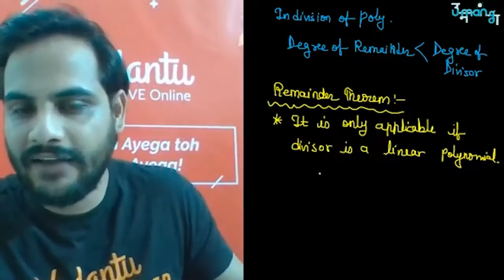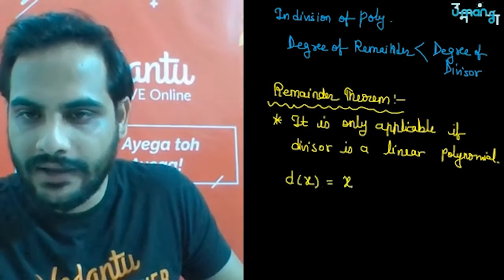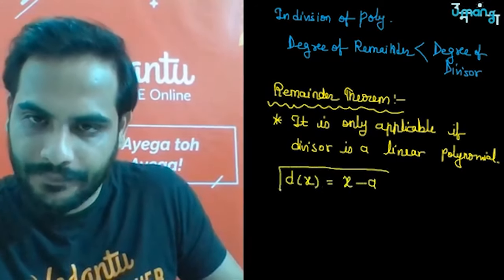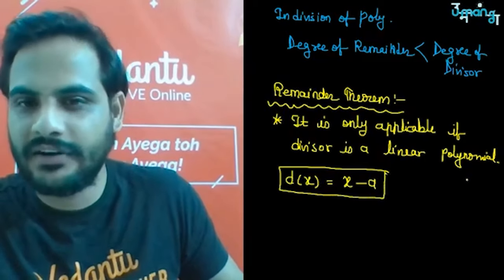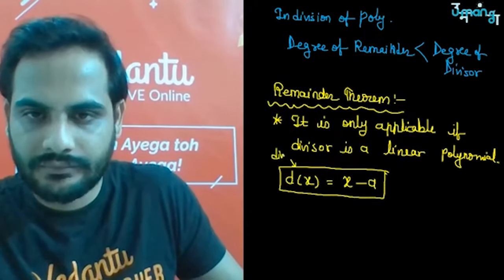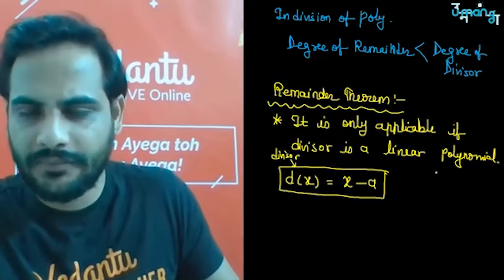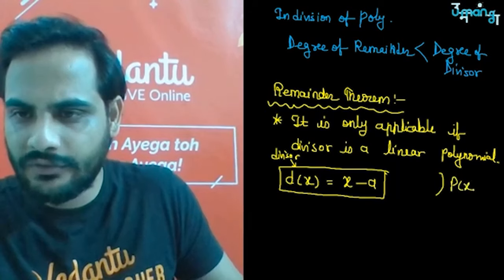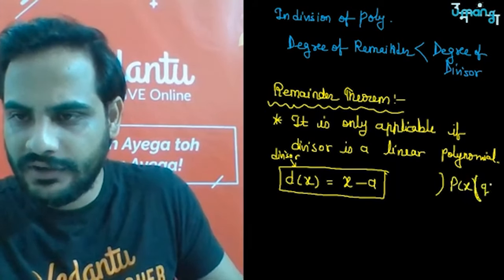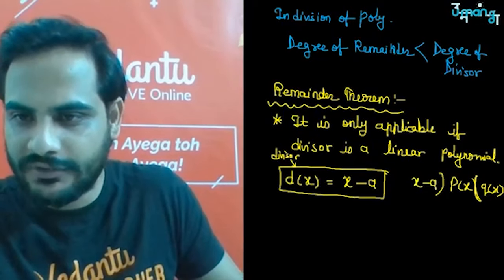So let us say I have taken my divisor d(x) equal to x minus a. This is my divisor. My dividend is p(x) only, and my quotient is q(x), but here I am dividing by the divisor, a linear polynomial, which is x minus a.